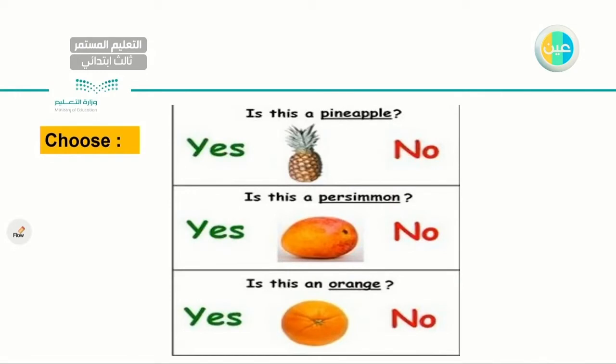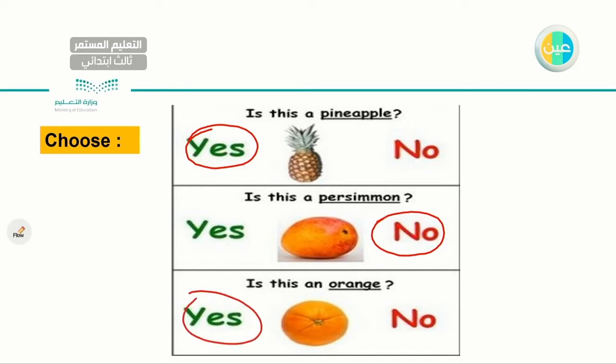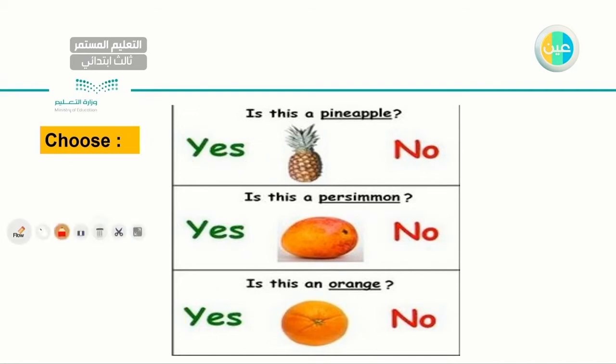Number 1, or the first picture. Is this a pineapple? What do you think? The answer is yes. Very good. Yes, it is a pineapple. The next one, is this a persimmon? I don't think so, because it looks like a mango to me. So the answer is no. The last one, is this an orange? Does it look like an orange to you? Yes, very good. So all these questions, my dear student, that start with the verb be, is, are, am, the answer must be yes or no. Let's go to the next one.